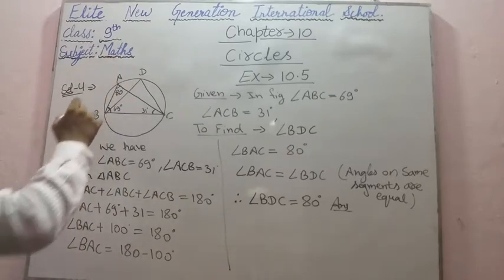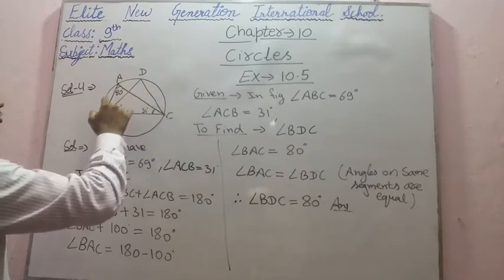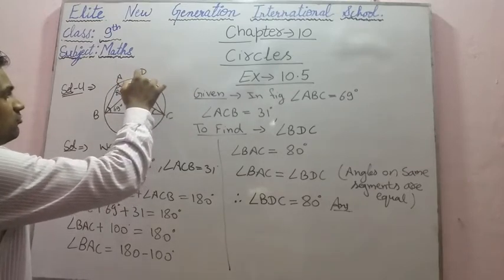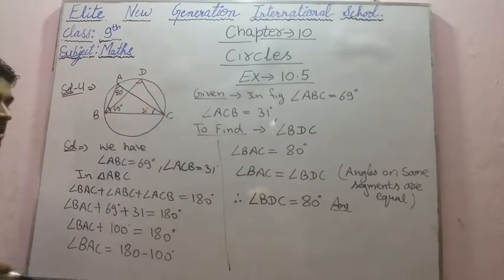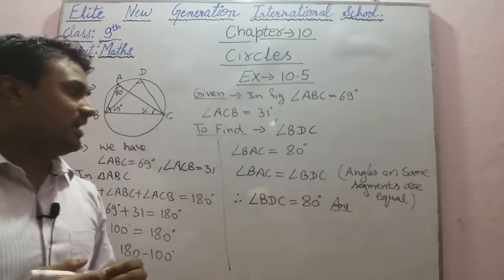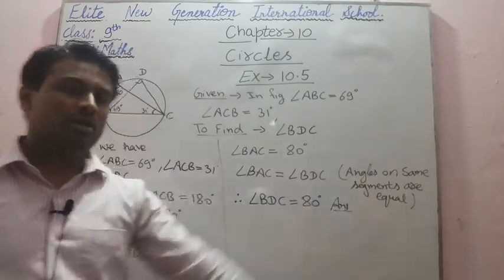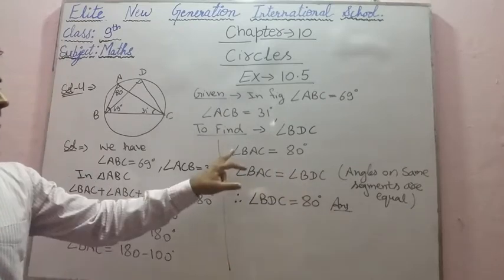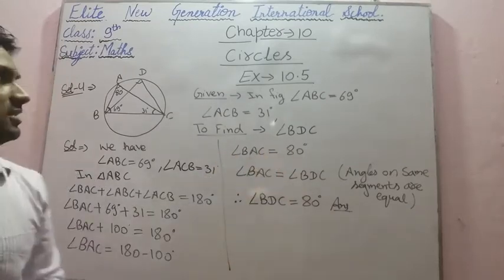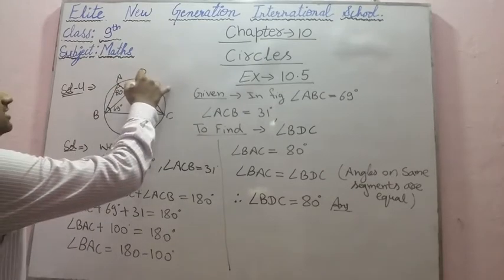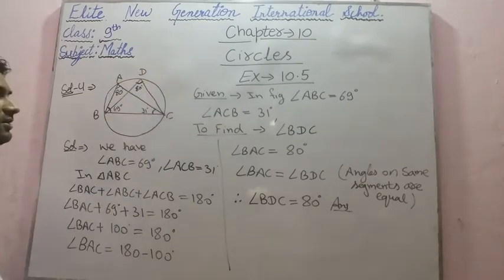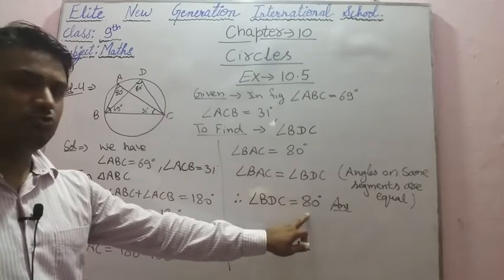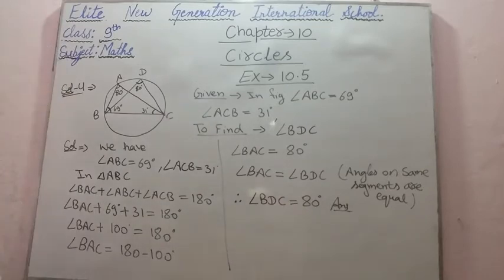Now after this, angle BAC will be equal to angle BDC. Why are they equal? Because they are on the same segment, and we study in one theorem that angles on the same segment are equal. So that's why we can say angle BAC equals angle BDC, and if angle BAC is 80 degree, then we can say that angle BDC will also equal 80 degree. So angle BDC equals 80 degree. This will be the answer.